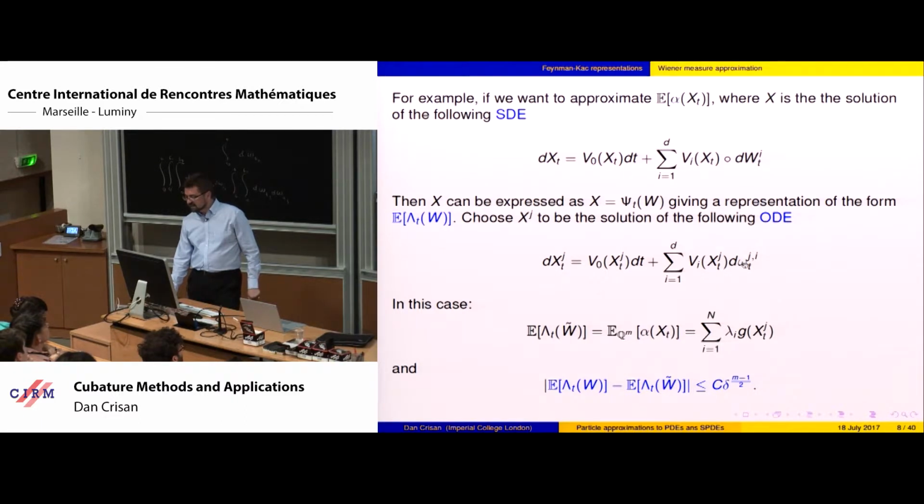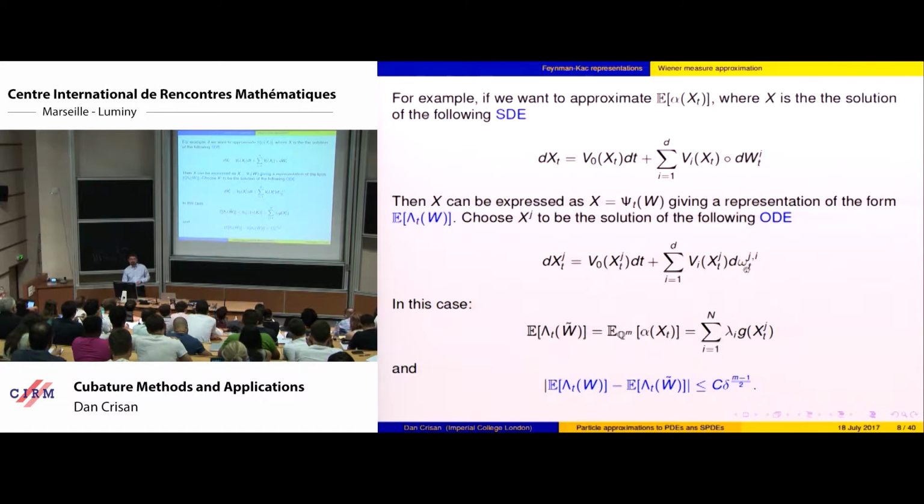This is going to be an integral now, no longer a stochastic integral, but an integral with respect to a finite variation process. And you solve, for each of those paths in the support of the cubature, the corresponding ODE, which is driven by this path. So you have one solution of the ODE for each of the paths in your cubature measure.